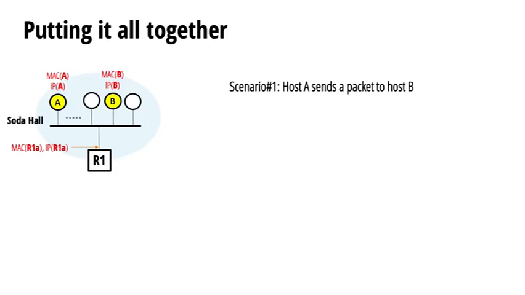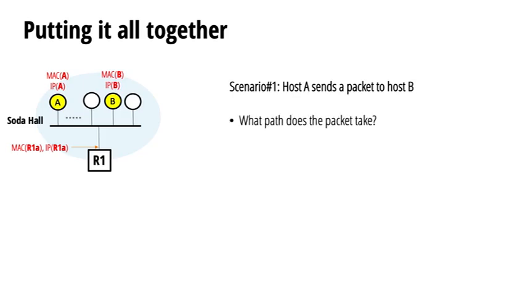Let's say that we have this figure here, this is Soda Hall. Soda Hall, for whatever reason, is running shared Ethernet. We have a bunch of hosts. I'm using MAC and IP notation just to make it slightly simpler. And we want host A to send a packet to host B. Okay? They're on the same network. So what are the steps?